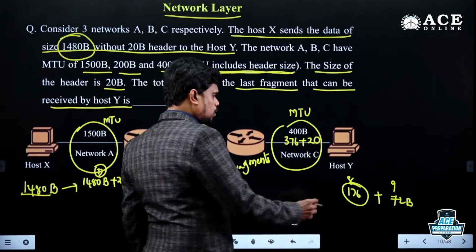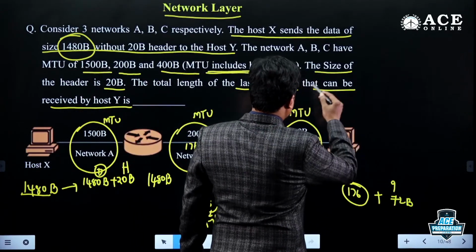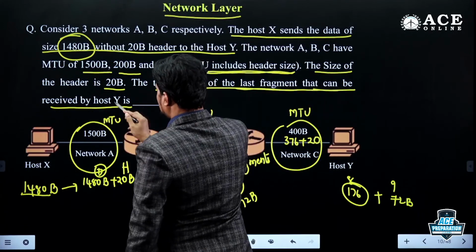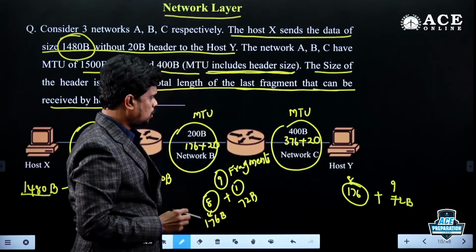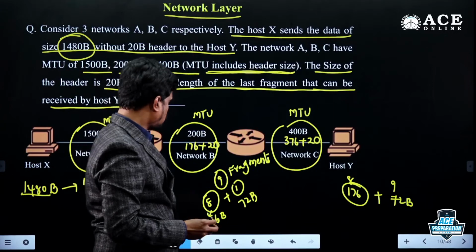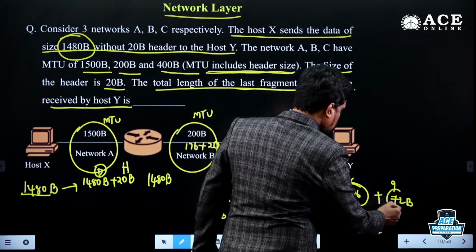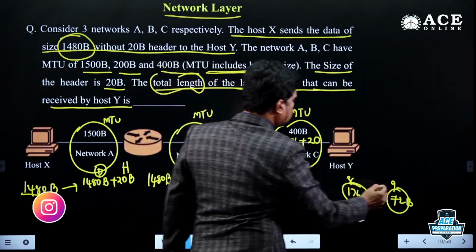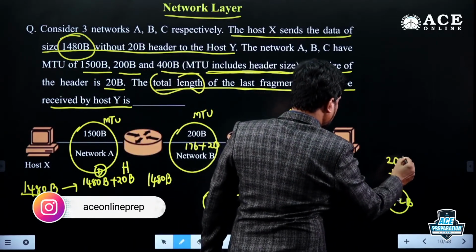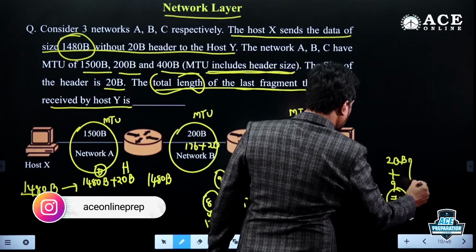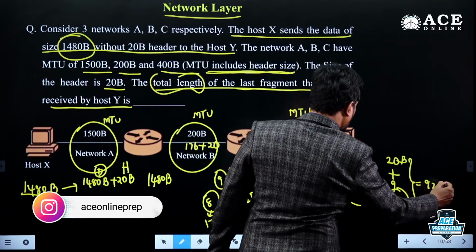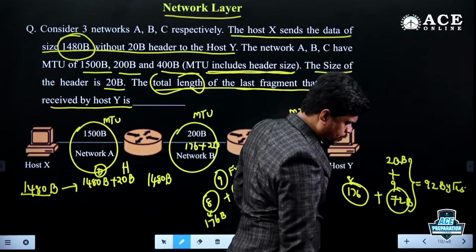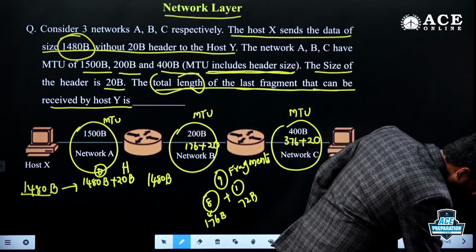So if you verify, the question is asking: what is the total length of the last fragment that can be received by host Y? What is the last one's size? 72, and it is asking about the total length, na? Total length means that 20 bytes of header also needs to be added. So the total length of this last fragment is going to be 92 bytes. Okay, so 92 bytes is the answer for this question.